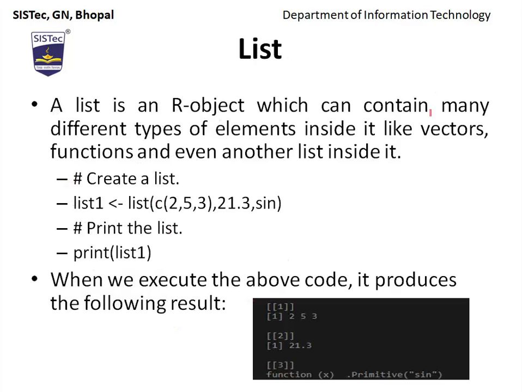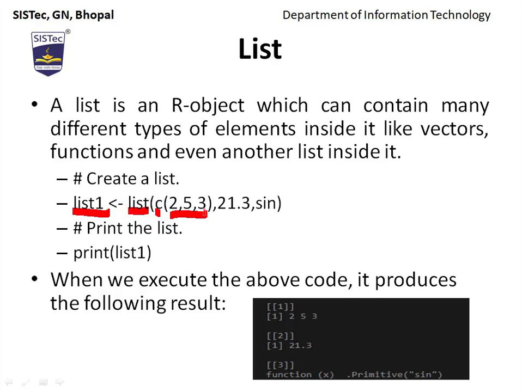The next data type is list. List is an R object which can contain many different types of elements inside. It's like a vector. For this demonstration, I have created a variable list1 with the list function that stores 3 different types of values.